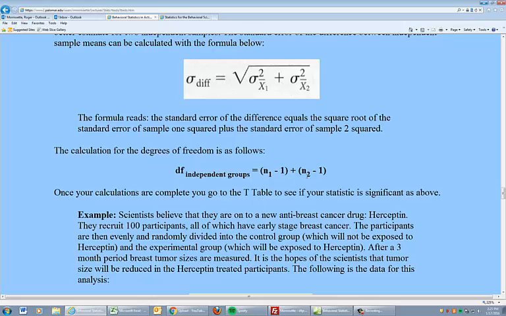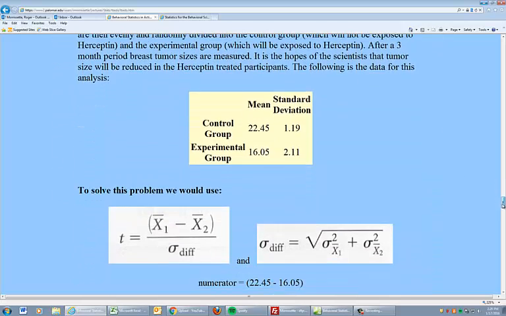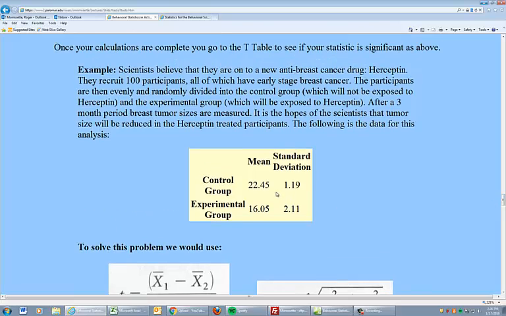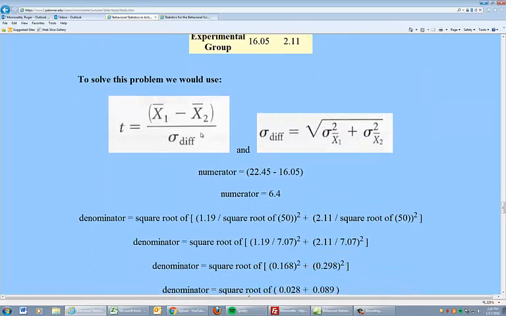The degrees of freedom for this is a little different. It's the sample size of one sample minus 1 plus the sample size of the second sample minus 1. So if we do the calculation, we're doing this experiment on a cancer drug. We have a group that doesn't get the drug. We have a group that does get the drug. We have mean differences and standard deviations. We calculate the differences. We plug in the values.